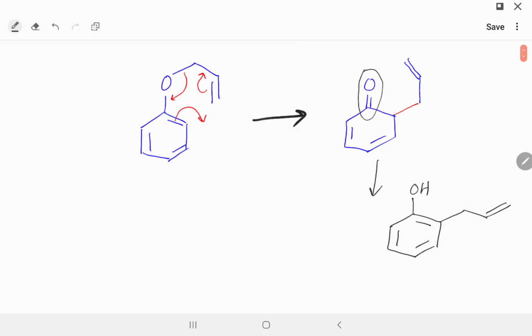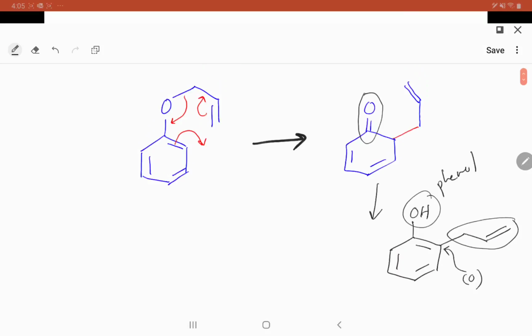Here is your allyl group. So you basically get an allyl group, which is this one on the ortho carbon. This is the ortho carbon. On the ortho position you are getting an allyl group, and also you will regenerate the phenol. You will regenerate the phenol functionality.